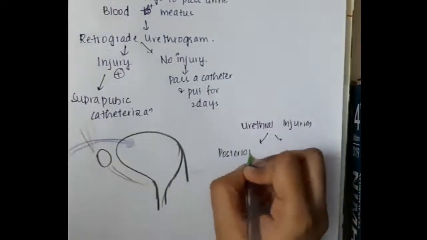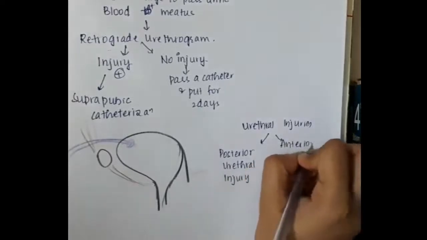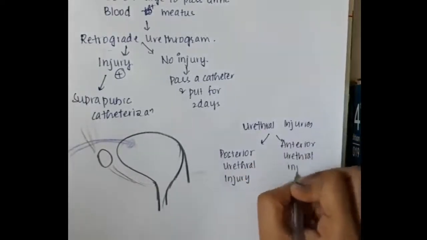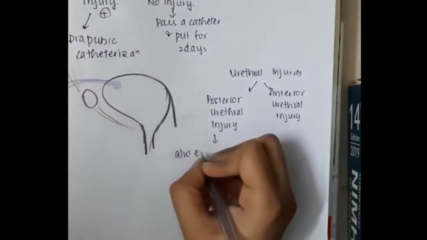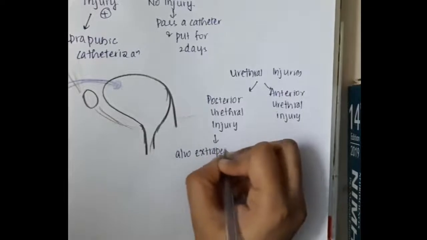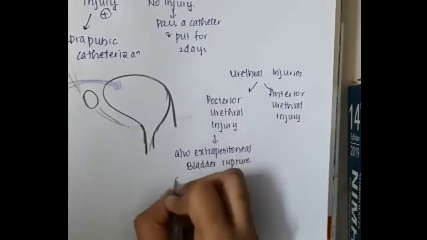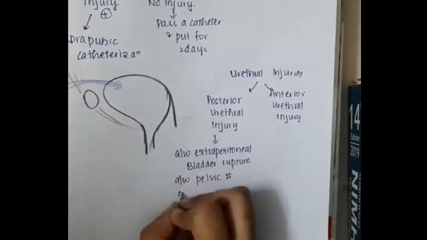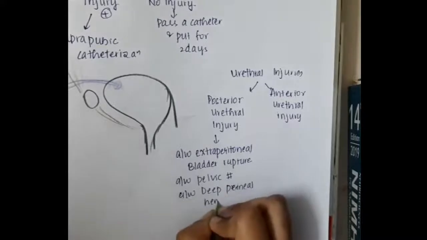Next we have urethral injuries. Urethral injuries can be divided into two types: posterior urethral injury and anterior urethral injury. Posterior urethral injury is present posterior to the pelvic diaphragm, and it is associated with extraperitoneal bladder rupture, pelvic fractures and deep perineal hematoma.